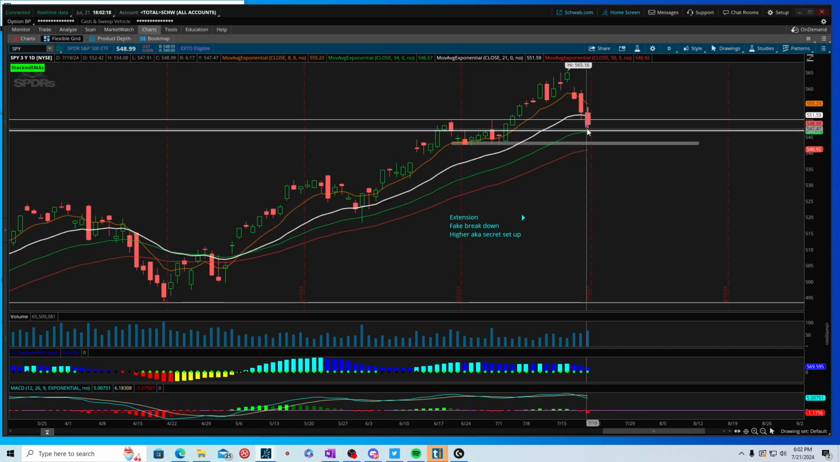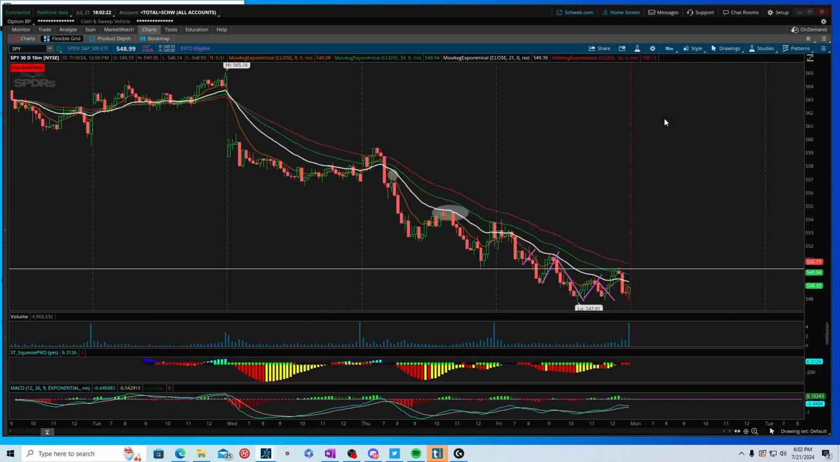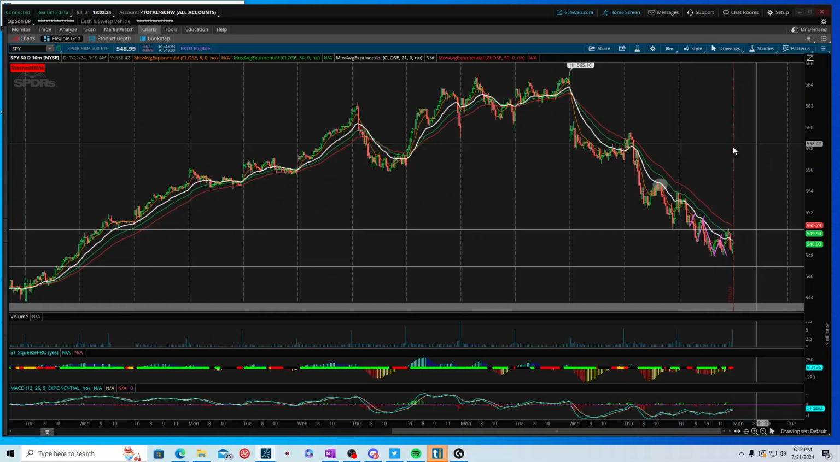I don't need to guess if this level is going to hold, because what am I going to do? I'm going to put on the 10-man shot. Now, I know my levels.